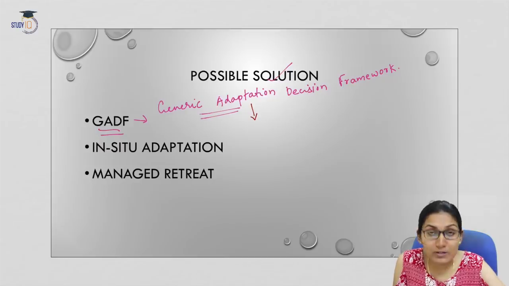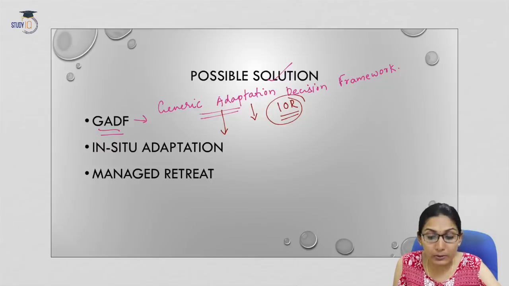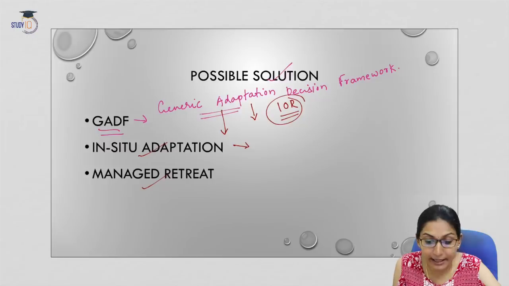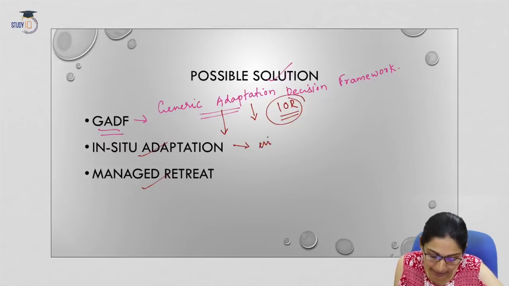So this proposal for GADF was made in an article in the Journal of Indian Ocean Region. And what does the proposal say? So this is proposed to help rationalize between choices of in-situ adaptation and managed retreat. So what is meant by in-situ adaptation? In-situ adaptation means adaptation in the vulnerable area, within the area itself.